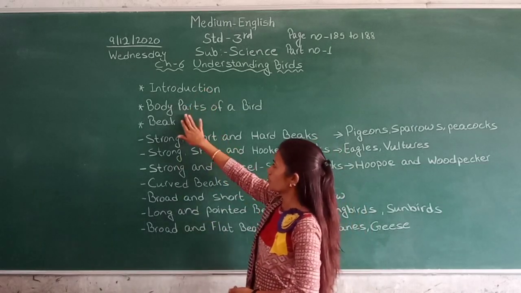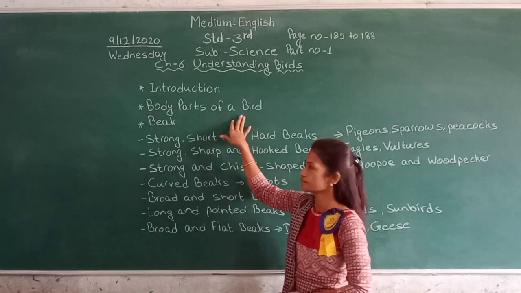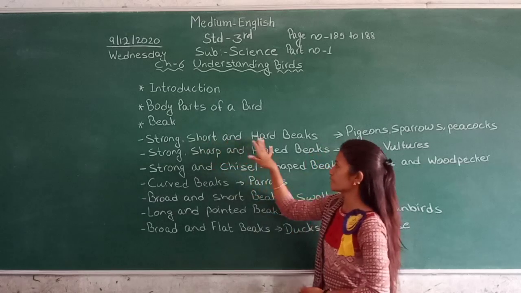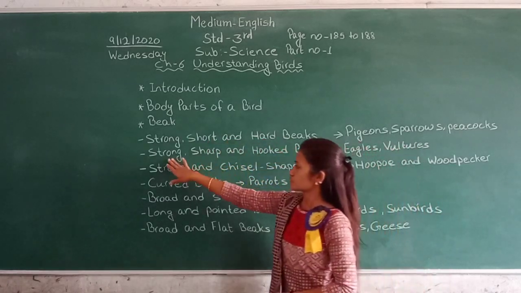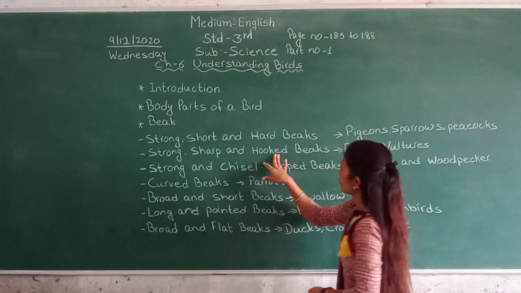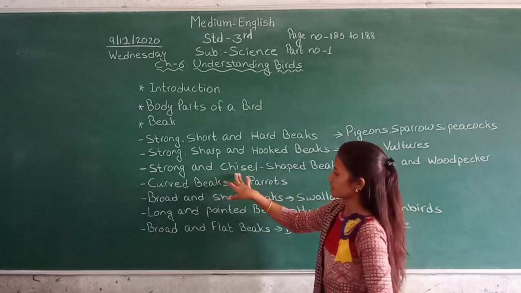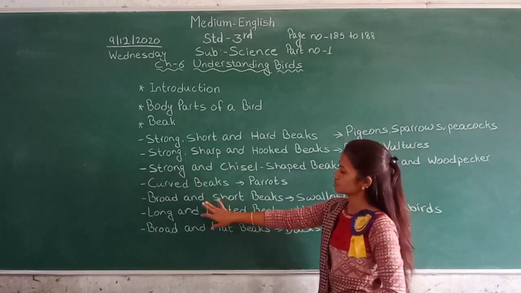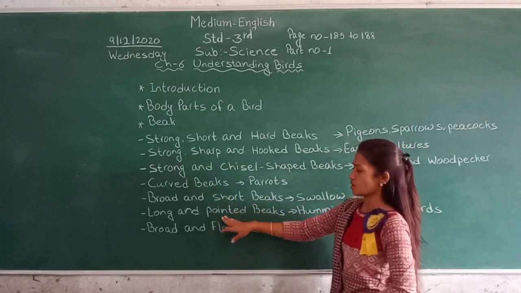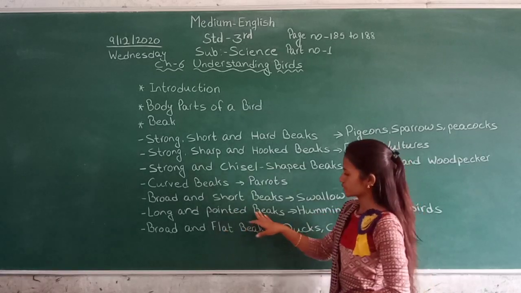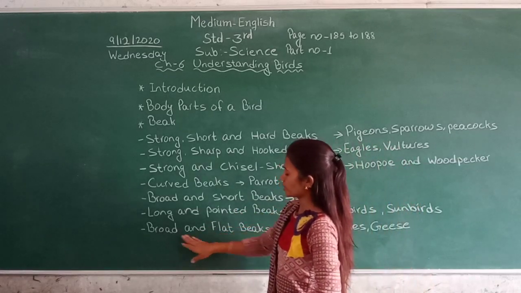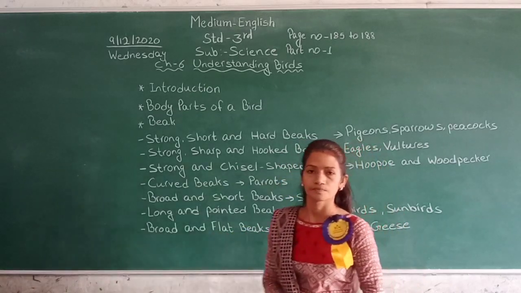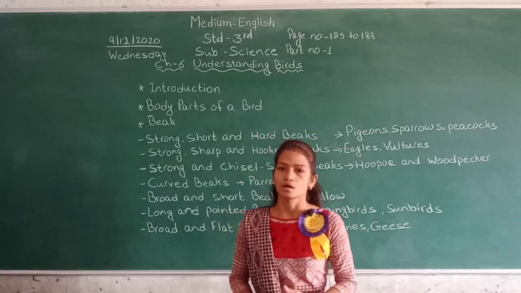we learn about the body parts of a bird: beak. Strong, short and hard beaks; strong, sharp and hooked beaks; strong and seashell-shaped beaks; curved beaks; broad and short beaks; long and pointed beaks; broad and flat beaks.